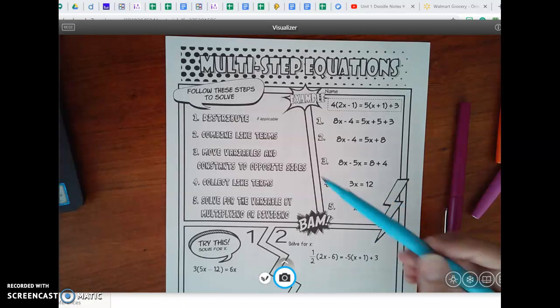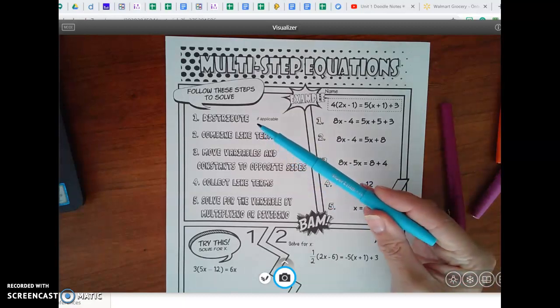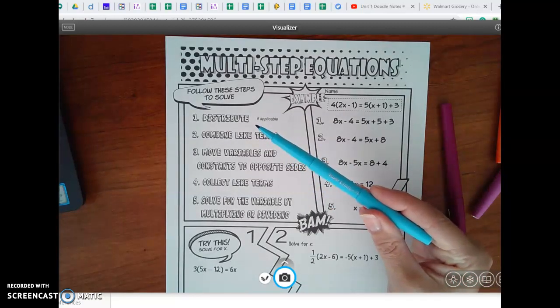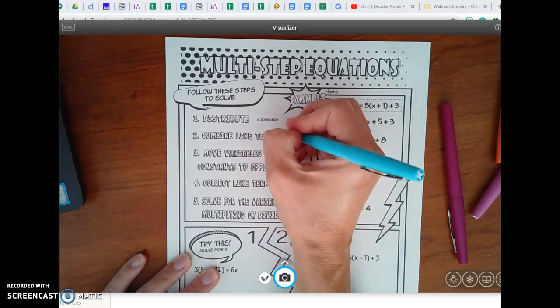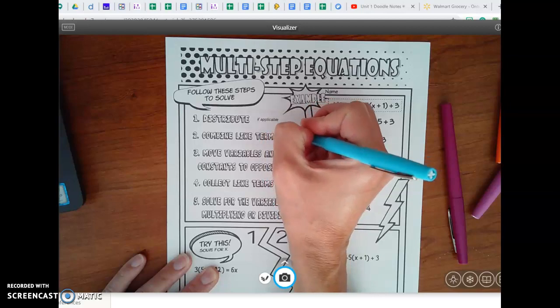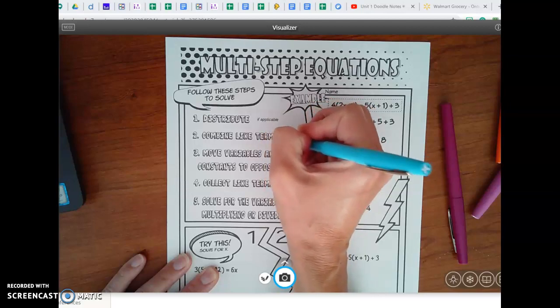All right, so here we have some steps to follow. First step is always to distribute if you have parentheses. Then you will combine any like terms. It's really important that you only combine like terms that are on the same side of the equation.